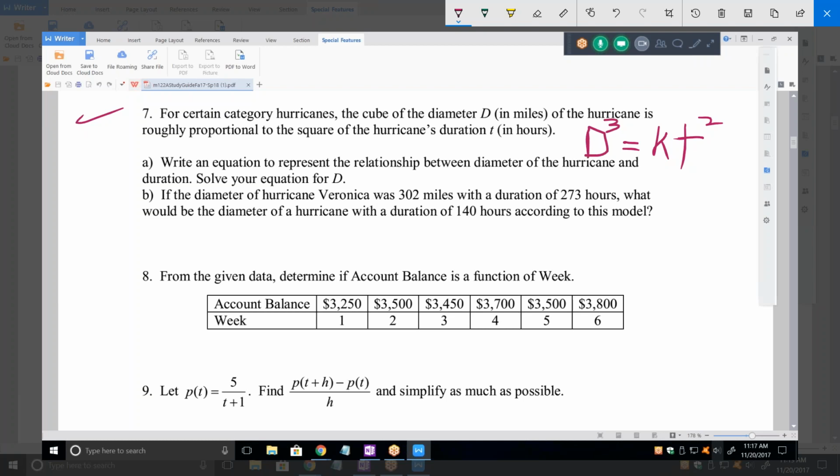Write an equation to represent the relationship, and solve your equation for d. Well, if d cubed equals this, what does d equal? The cube root of k over t squared.